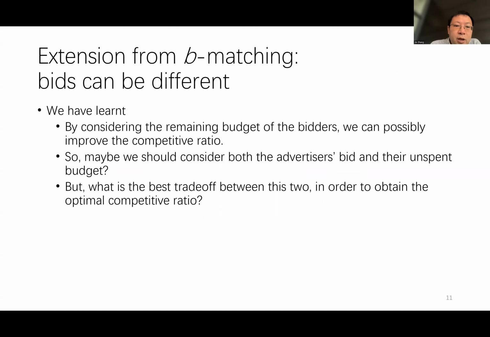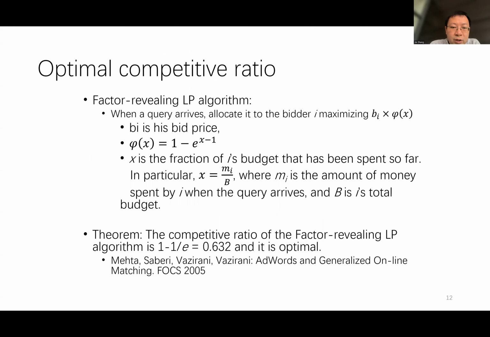That's what I'm saying. In order to improve the competitive ratio, maybe we should consider both advertisers' bid and the unspent budget. But the difficult thing is to figure out the best trade-off between these two in order to obtain the optimal competitive ratio. So what was presented in a 2005 paper, Adwords and generalized online matching, was a factor revealing LP algorithm.